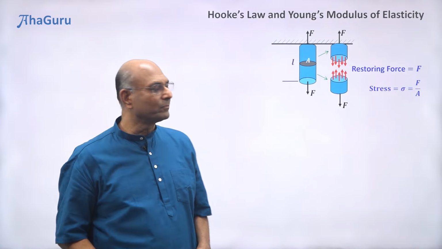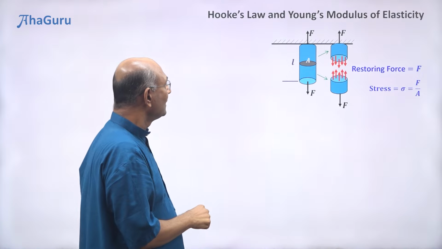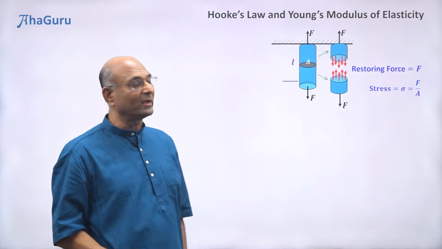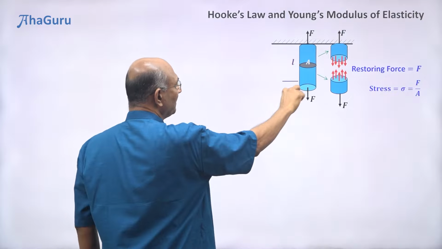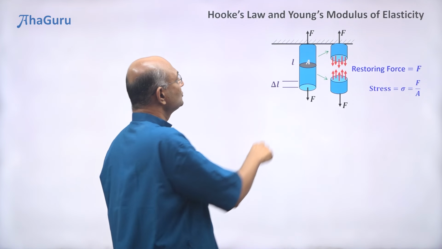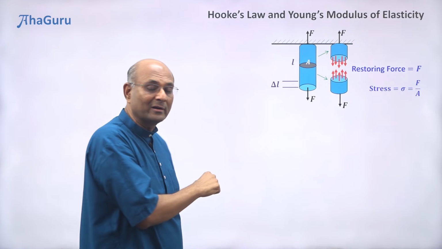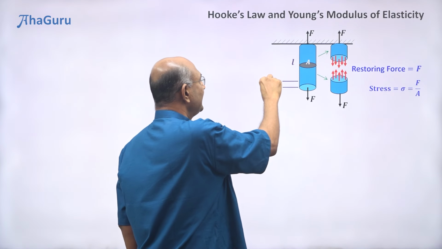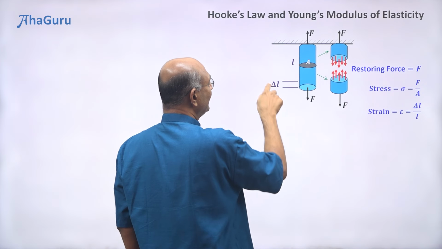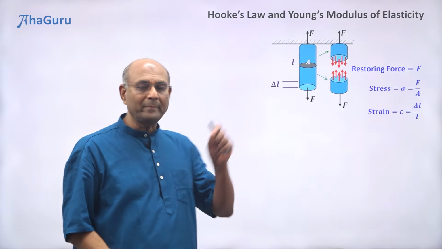This we already know. Now, because of these deforming forces, what is going to happen? This rod is going to elongate. By how much? By this much. Let us call that delta L. And so that means the strain that is developed in the rod, how much is that? Change in length by original length. So the strain epsilon is delta L by L. Delta L by L. Okay?